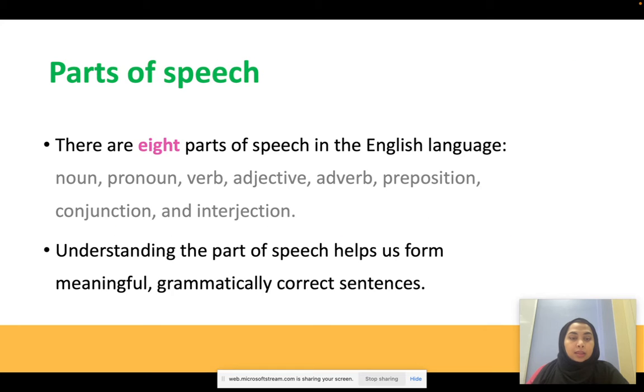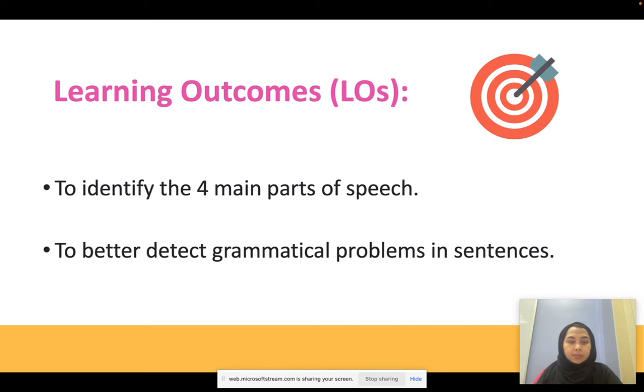If you've guessed 8, then you're right. We have 8 parts of speech in the English language. That is the noun, pronoun, verb, adjective, adverb, preposition, conjunction, and interjection. Now, understanding the parts of speech is very important because they help us form meaningful sentences with good grammar.